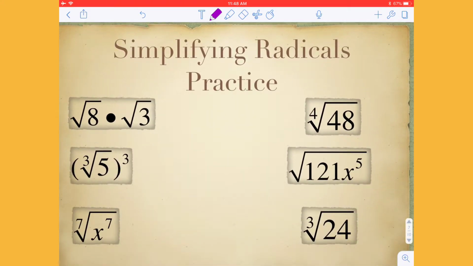So as always, I encourage you to pause this video as we are going to practice simplifying these radicals. So I encourage you to practice on your own before watching the solutions. So looking at the first one, the square root of 8 times the square root of 3, I have the square root of 24 because 8 times 3 is 24.